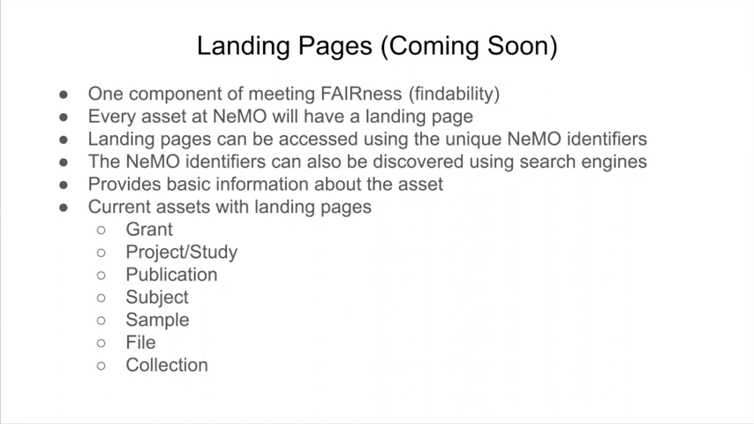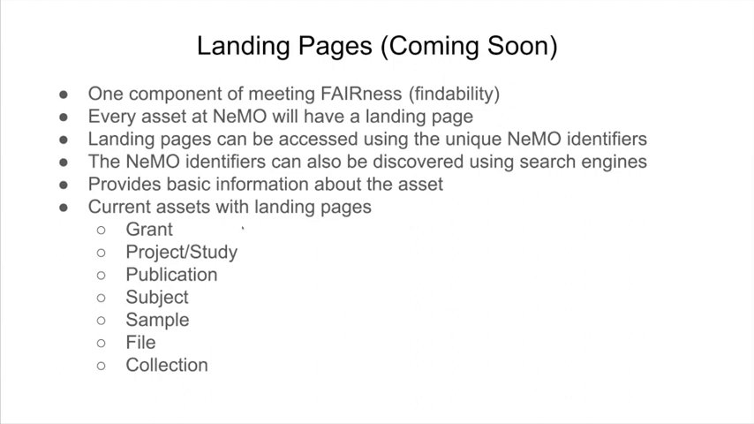So each asset will have a landing page, and the landing page can be accessed using the unique identifiers that we assign to our assets. The NeMO identifiers are registered with identifiers.org, so essentially search engines index them. If somebody were to search a particular identifier in the Google search engine, you should be able to pull up that particular asset and it provides the basic information.